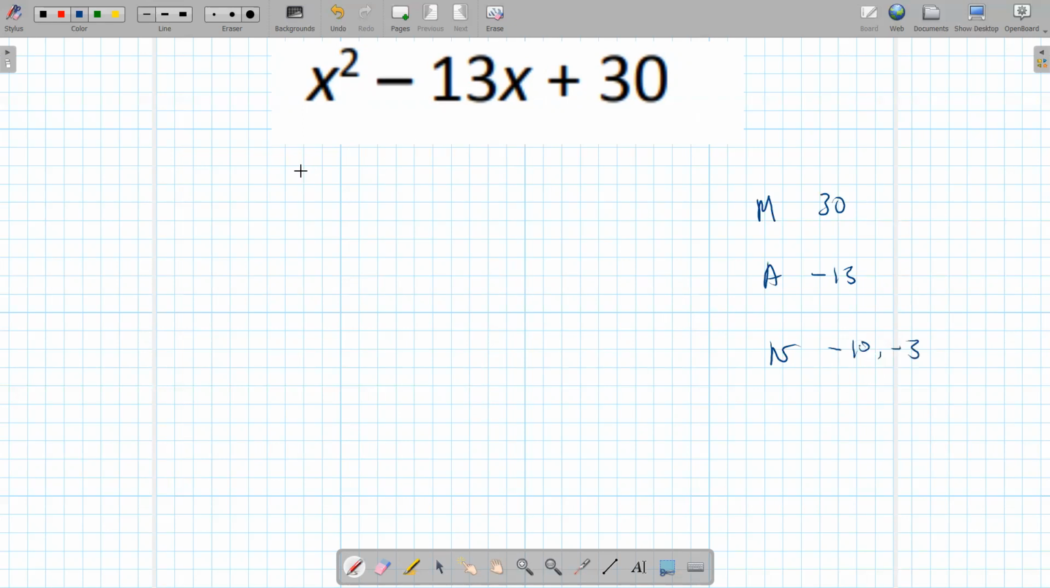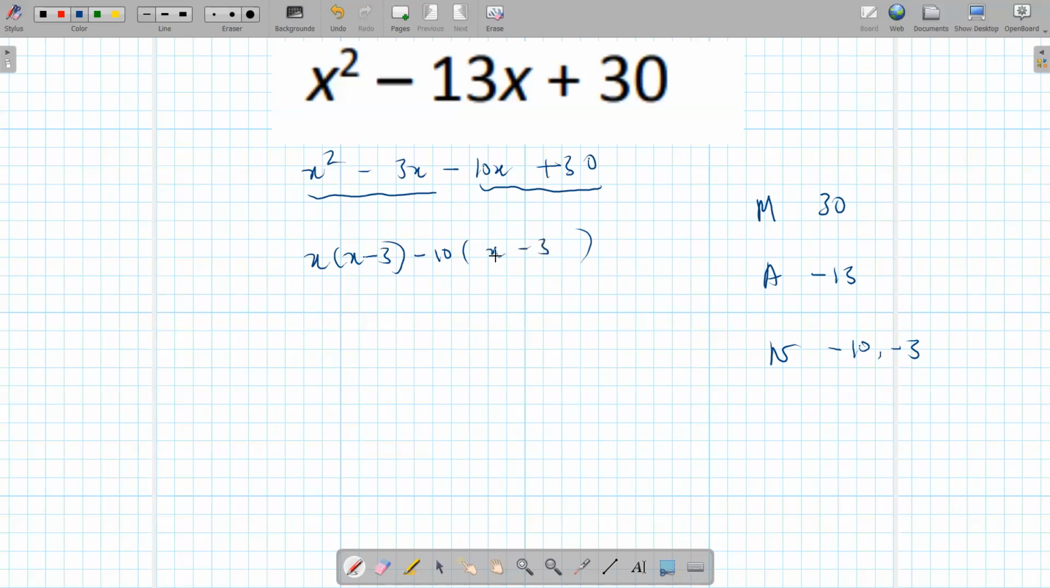Now we're going to rewrite the middle term as x squared minus 3x minus 10x plus 30. From the first two, we can pull out an x, and we're left with x minus 3. From the next two, what can we pull out? Minus 10. What's left? No, we pulled out a minus 10, so x minus 3.